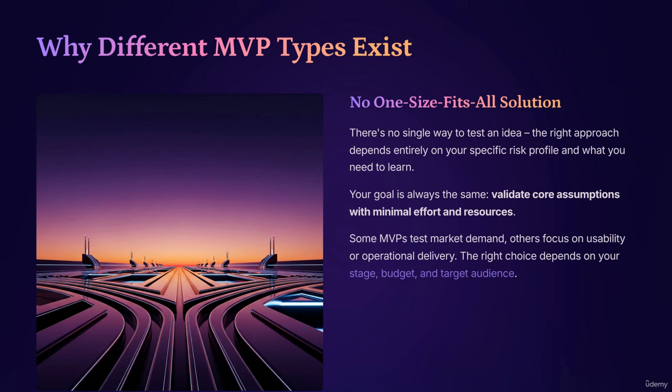A landing page can validate interest before you write a single line of code. A prototype can validate whether your interface makes sense before you build the backend. A concierge MVP lets you see whether customers will pay for a service before you automate it. A Wizard of Oz MVP lets you simulate advanced technology before you've actually built it. Your goal is always the same: validate your riskiest assumptions with the least effort and cost. Different MVPs exist to match the different risks startups face.